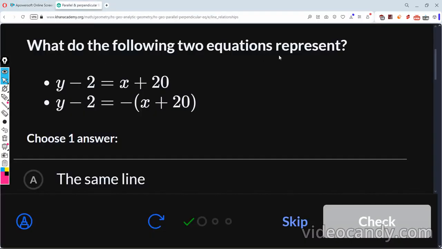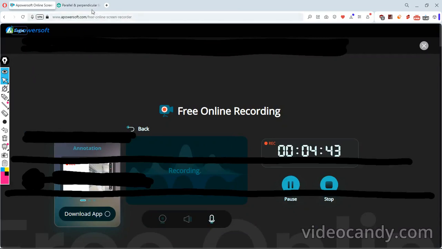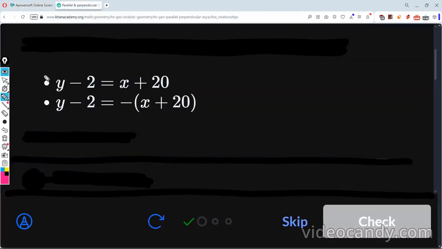All right, what do the following two equations represent? These kind of look like they're in point slope form. So let me write that equation and get the slope. Point slope form, remember, is y minus y1 equals m times x minus x1. I can tell already that the slope in this top equation is 1. If I rewrite this equation, that's y minus 2 equals x plus 20.